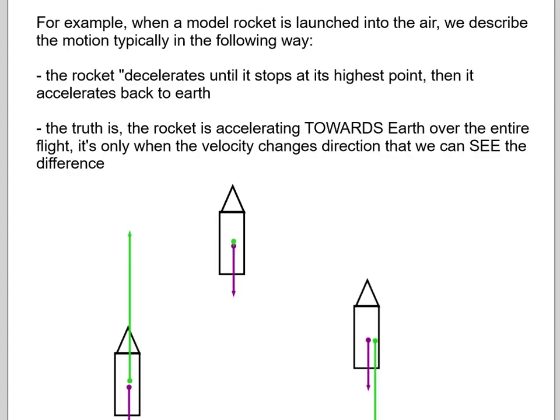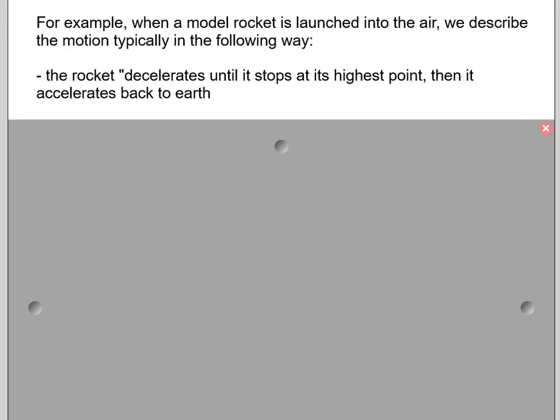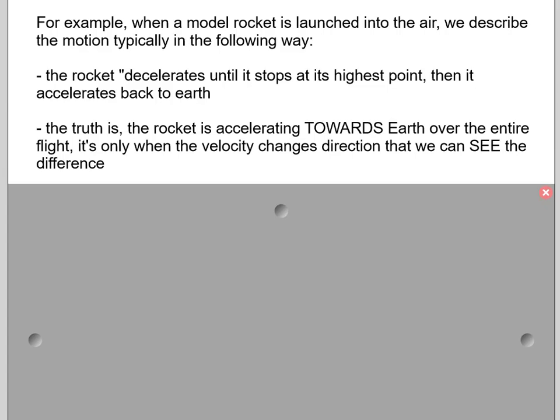If we launch a model rocket into the air, most people would describe it something like this: the rocket decelerates until it stops at its highest point, and then it accelerates back to Earth. It's not entirely wrong. It's just sometimes a bit confusing in terms of numbers and directions. The rocket is always accelerating in this case, and it's always accelerating towards the Earth. I'm applying a model rocket that doesn't have a constant jet. We just launch it in the air, and that's the only impetus to make it move.